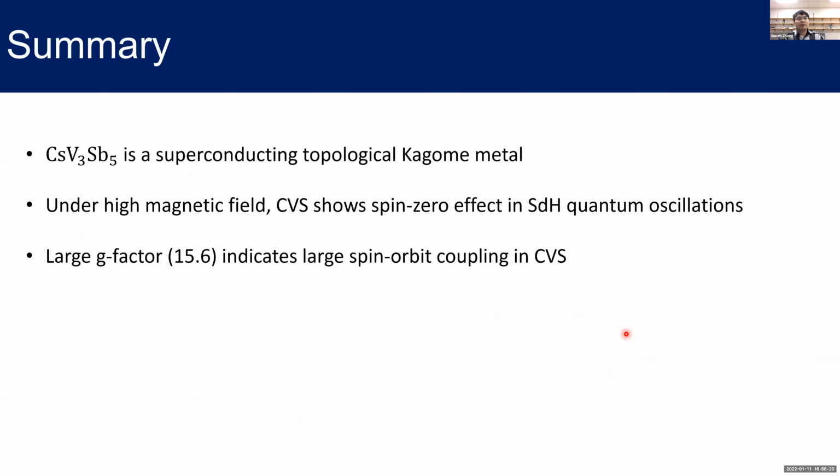In summary, the cesium compound is a superconducting topological Kagome metal under high magnetic field. This compound shows the spin zero effect in SdH oscillation, and from this we can get a large G factor, which may indicate large spin-orbit coupling in this compound. That's all I want to talk about.